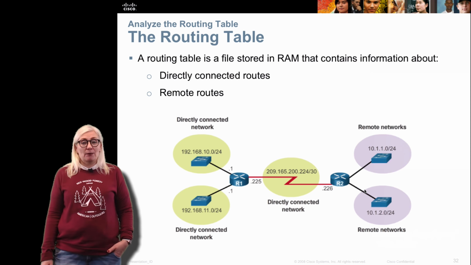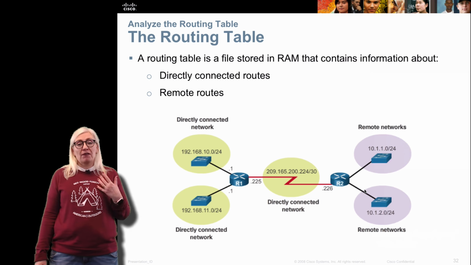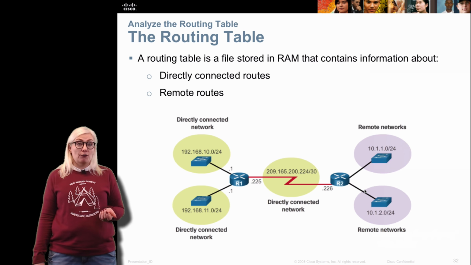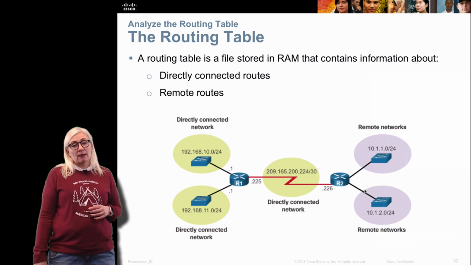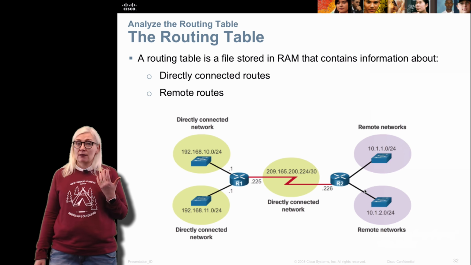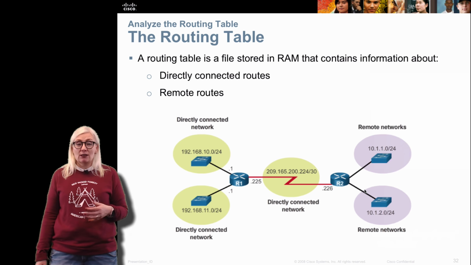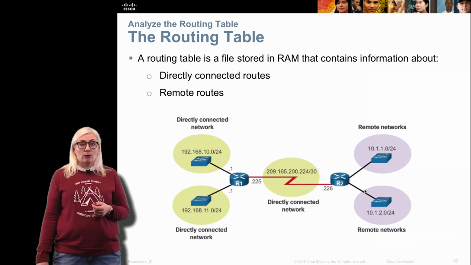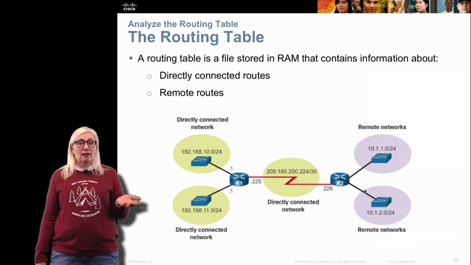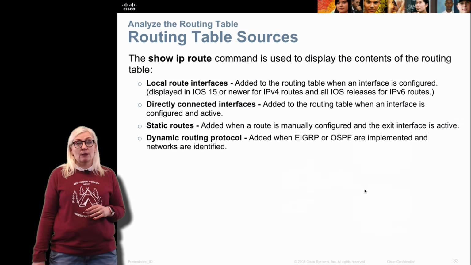The routing table is where the routers find the information of how to reach different networks, and it's stored in the RAM. It contains information about the directly connected routes, which are the networks that the router itself is connected to, and the remote routes, networks that are connected via other routers.